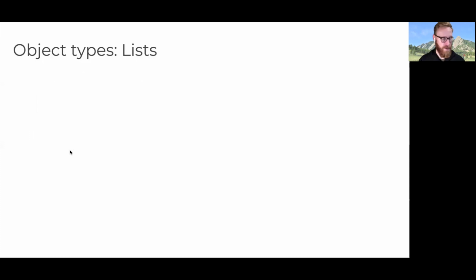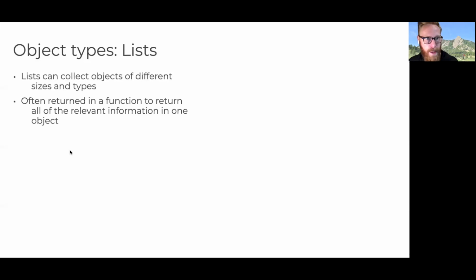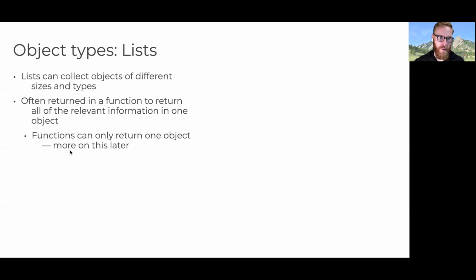Okay, lists are another basic data type in R, where you can collect objects of different sizes and types. And lists are often used as the return output of a function so that you can have all of the relevant information for that function in one object. This is because functions can only return one object. We'll talk more about that later when we talk about functions.